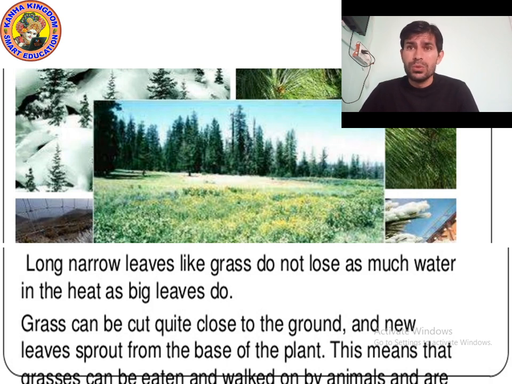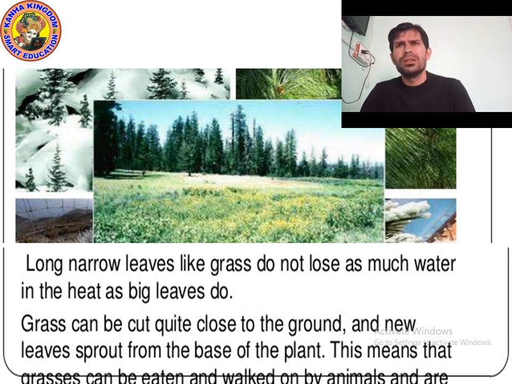Yes, okay. Because grasses have long narrow leaves, it helps them, and they do not lose as much water in heat as big leaves do. They have long narrow leaves, but don't have big leaves, so it helps them not lose so much water. Grass can easily be cut. And remember, grasses grow from the base. Okay, I hope you understood about it.